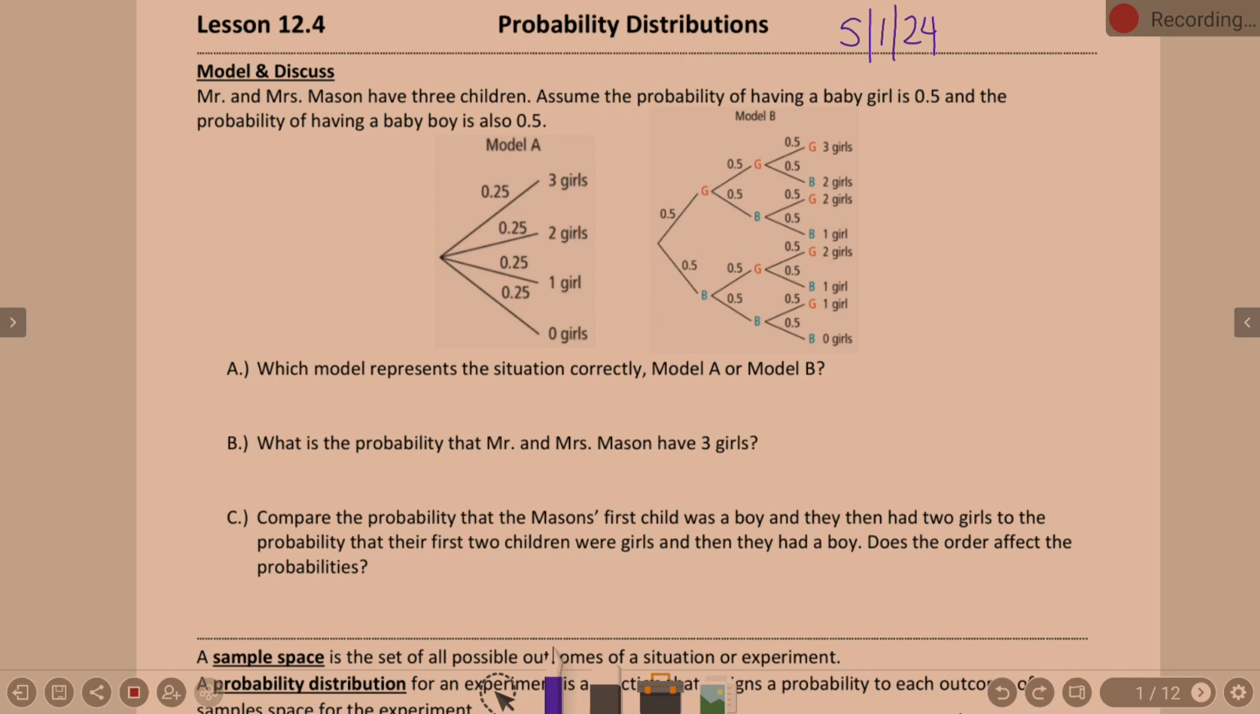Mr. and Mrs. Mason have 3 children. Assume the probability of having a baby girl is 0.5, and assume the probability of having a baby boy is also 0.5. As in, when you have a baby, you say 50-50 shot, right? Now, there's a model A here and a model B, two totally different things. A asks which model represents the situation correctly. Model A or model B?